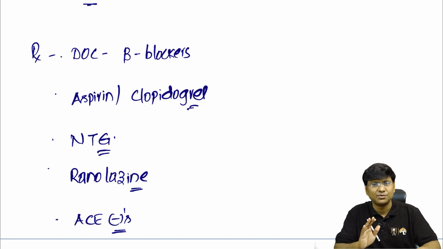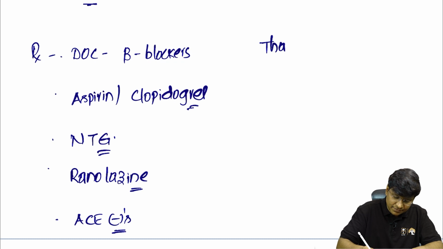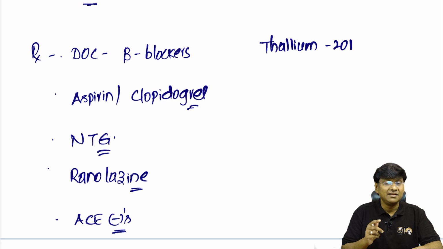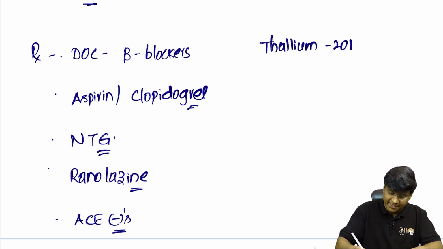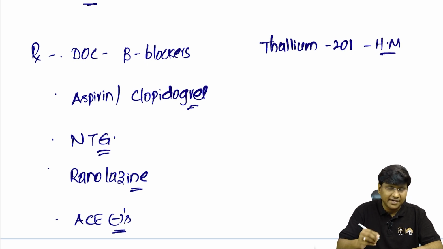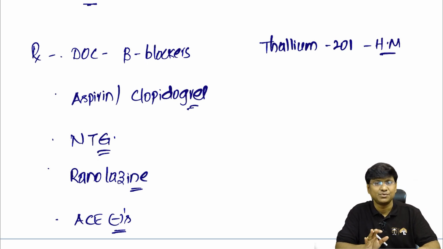And at this point, you need to know some important points related to imaging. So we have the thallium scan, MUGA scan, as well as the PET scan. Let me tell you about the indications of the PET scan and the thallium scan. Thallium-201 is a radioactive substance that we use, right? And this thallium-201 is used in detecting the hibernating myocardium, right? So in detecting hibernating myocardium, we use thallium-201.